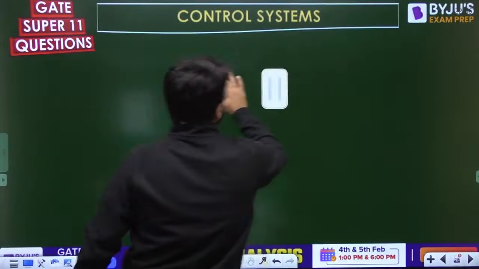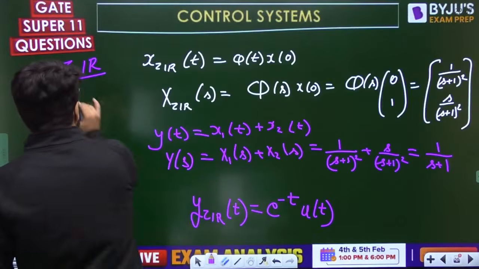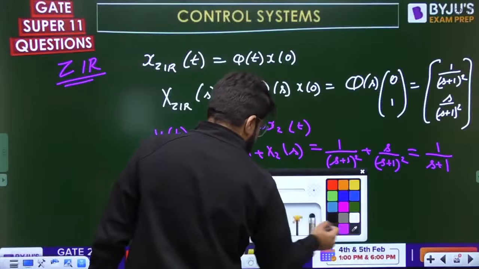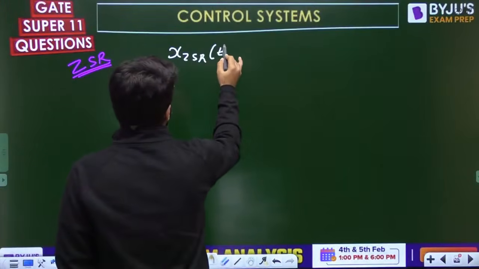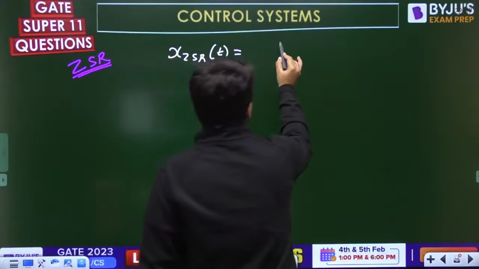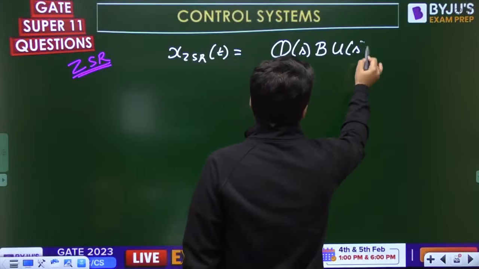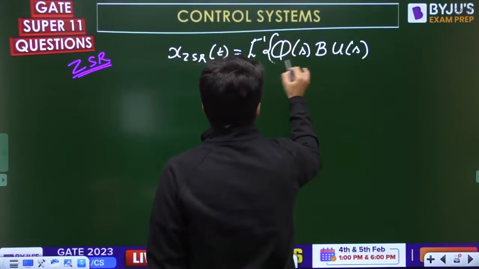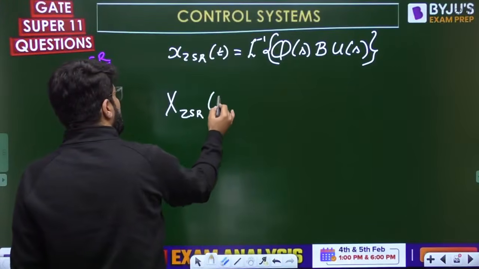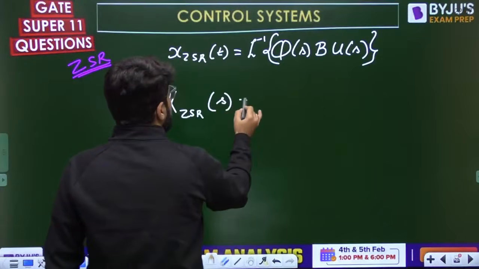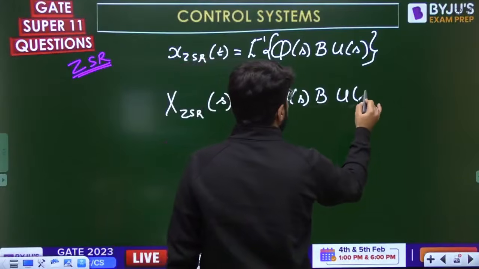Next is ZSR. Let us next talk about the ZSR part. Okay. So x ZSR(t). The formula to be revised is first x ZSR(t), then the output. What is the x ZSR(t)? Dear, this is given by the formula phi(s) into B into U(s), and then you take the inverse Laplace of this. This is the actual formula. So let's take it in the Laplace domain only, first of all. So what is x ZSR(s)? That is phi of s multiplied by B multiplied by U of s.